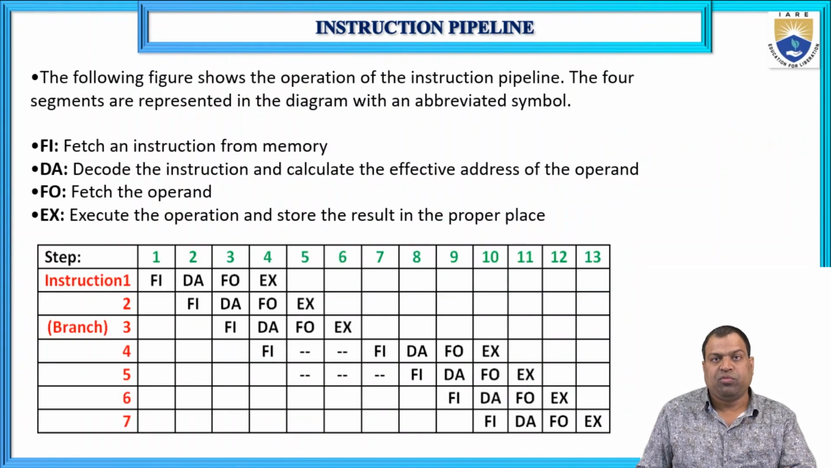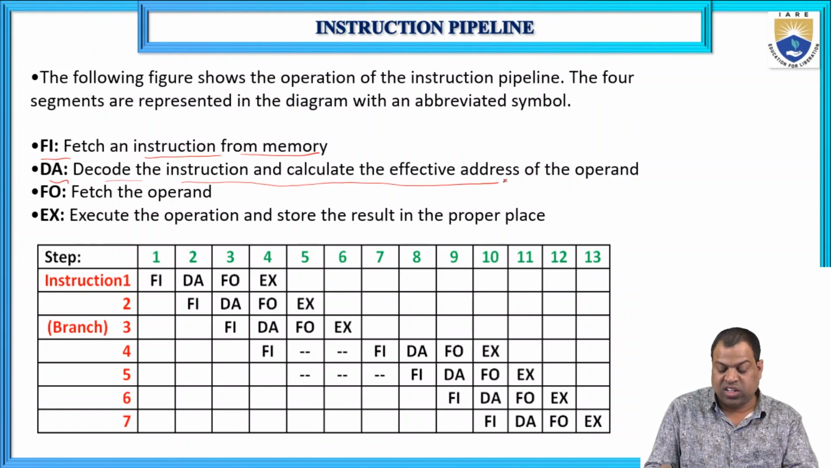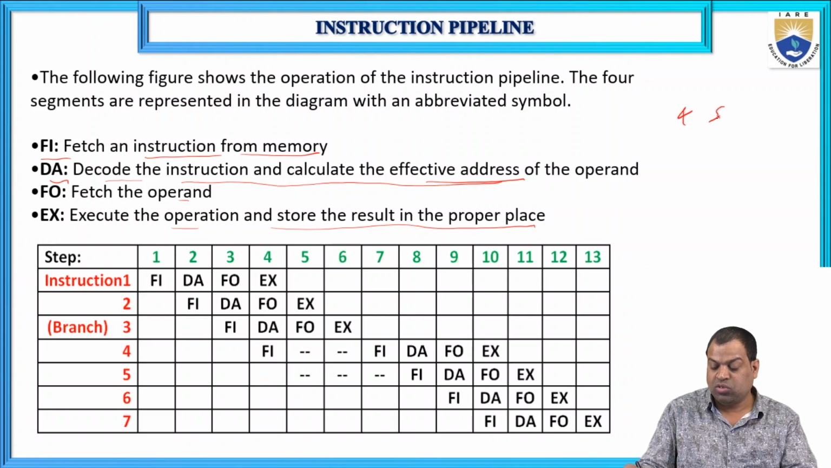And the following figure shows the operation of the instruction pipeline. The 4 segments are represented in the diagram with abbreviated symbols. First one, FI, fetch an instruction from memory. DA, decode the instruction and calculate the effective address. FO, fetch the operand. EX, execute the operation and store the result in the proper place. So how many are there? 4 segments.